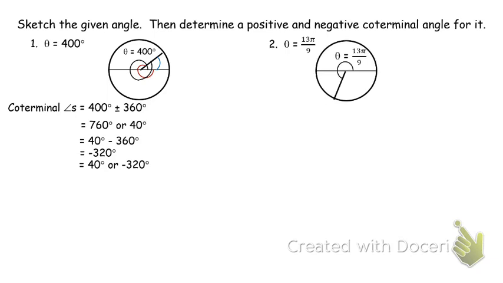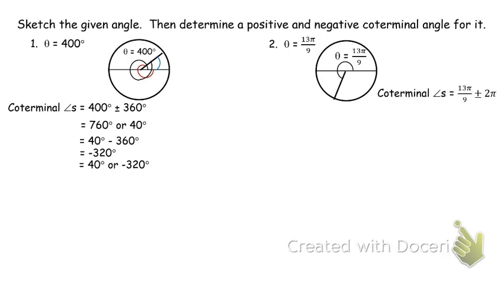All right, 13 pi over 9. 13 pi over 9 is in quadrant 3. I know it's in quadrant 3 because it's more than pi. That would be 9 pi over 9. But it's not quite to 2 pi. That would be 18 pi over 9. And it's actually less than halfway between those. So it's going to be in quadrant 3.